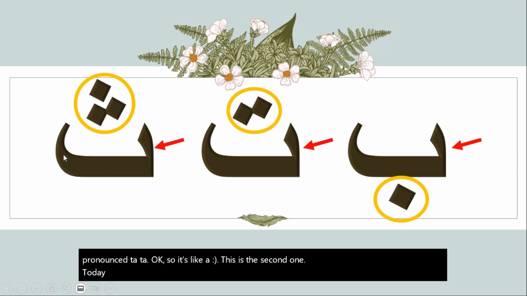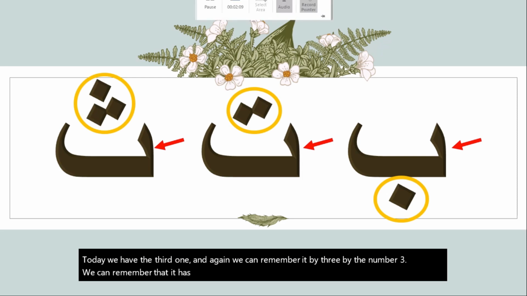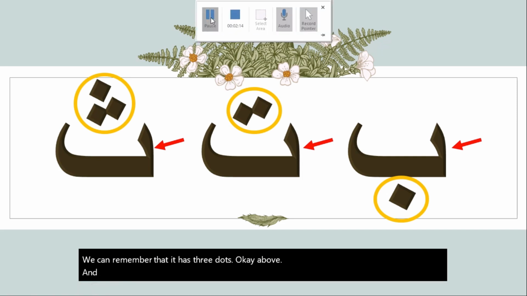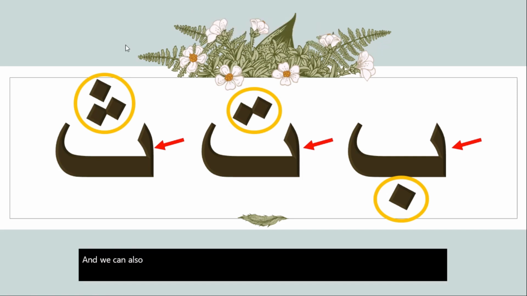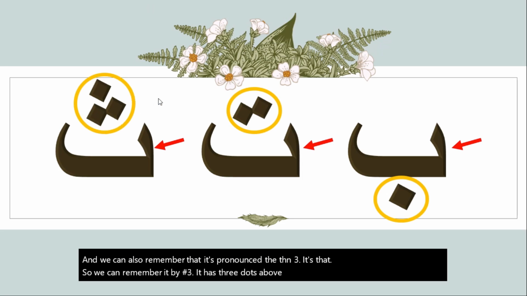Today we have the third one, and again we can remember it by the number 3. It has 3 dots above, and also it's pronounced like the th in 3. It's tha, tha. So we can remember it by number 3. It has 3 dots above and it's pronounced like the th in 3.